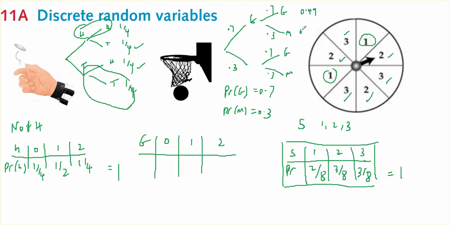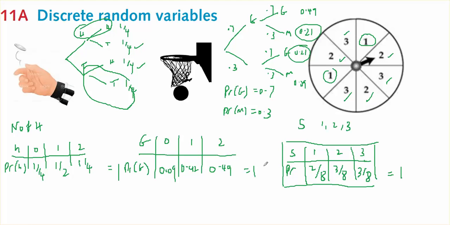0.49, 0.21, 0.21, 0.09. The probability of getting 2 goals is 0.49. The probability of getting no goals is 2 misses, 0.09. And the probability of getting 1 goal is 2 separate ways, that's 0.42. The total probability equals 1.